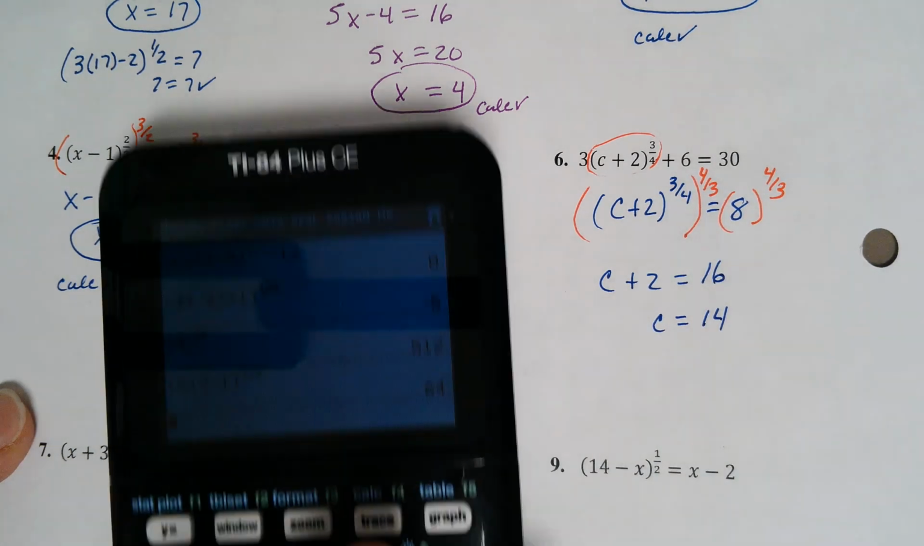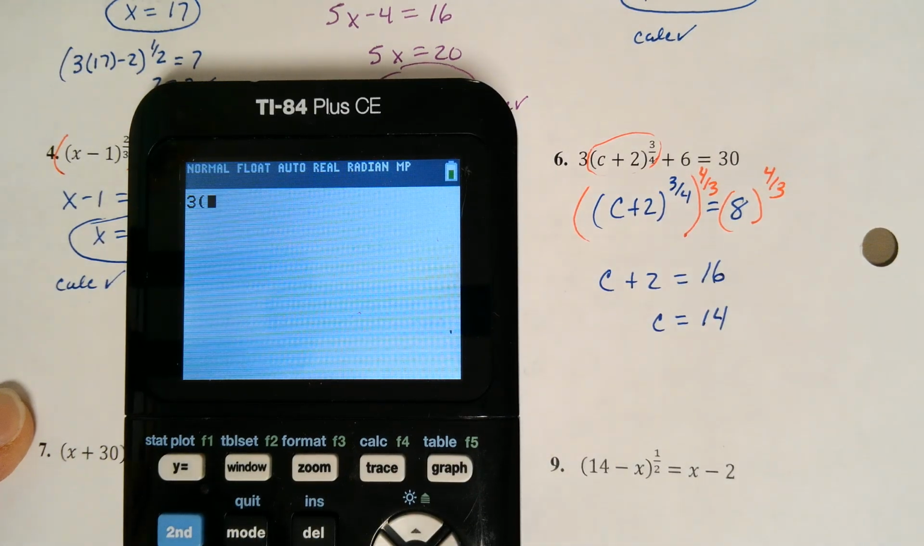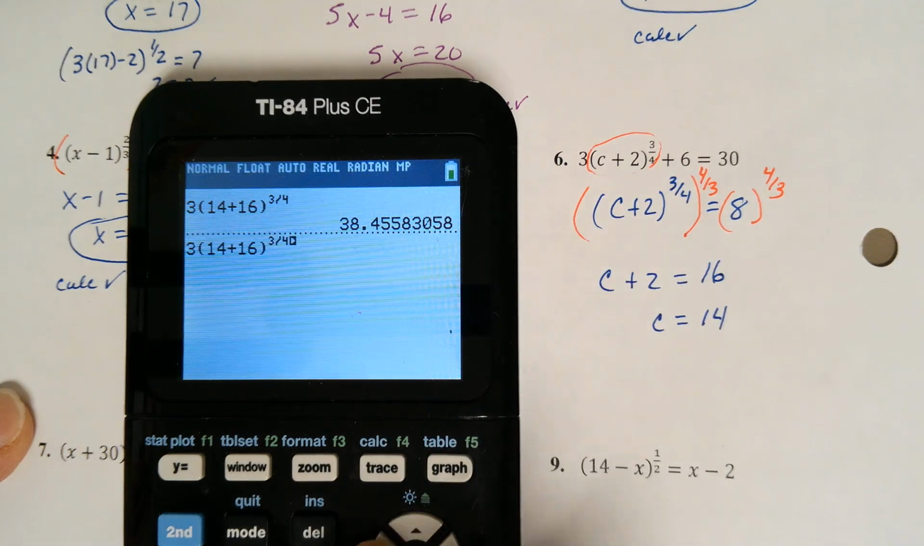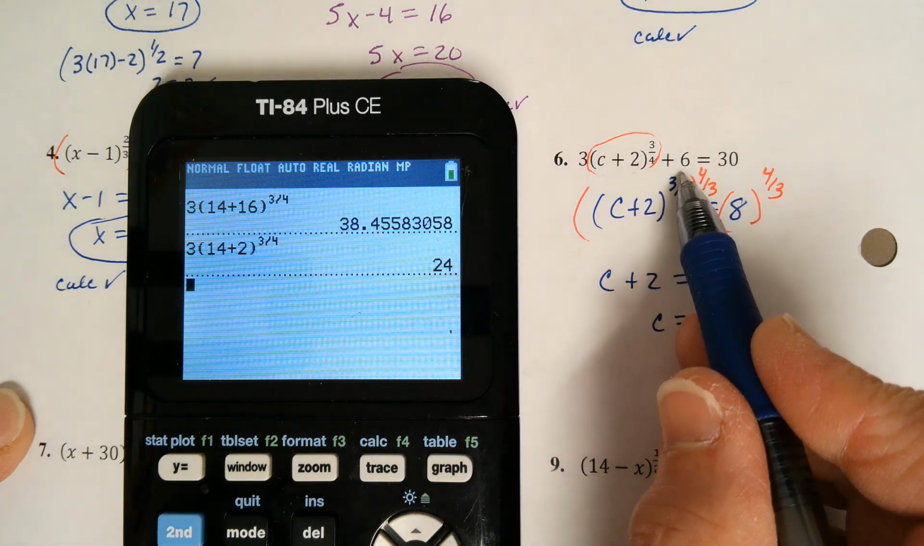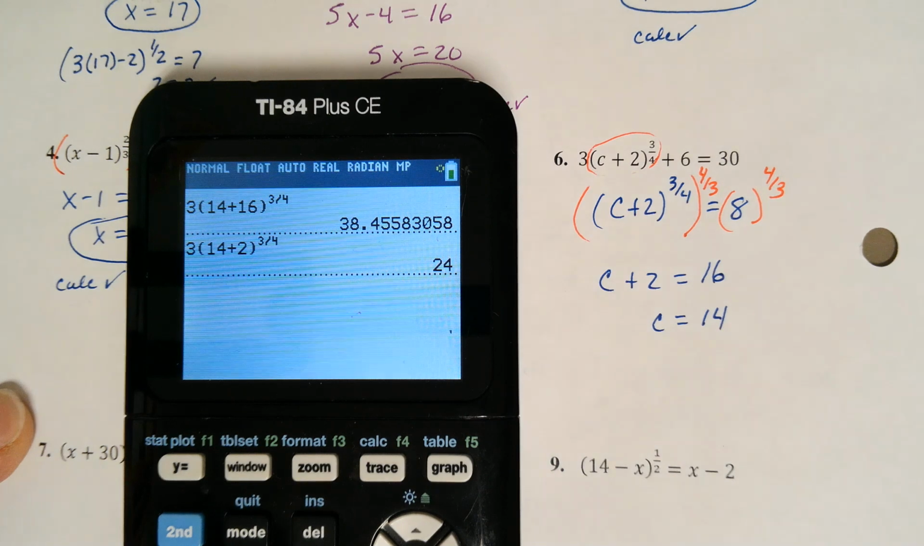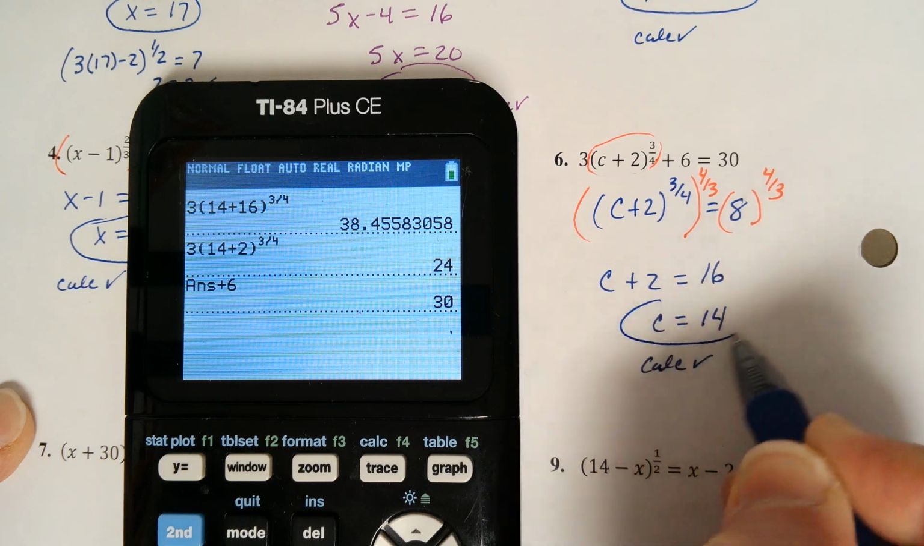I'll check that in the calculator. 3 parentheses, 14 plus 2, I know is 16. Raise that to the 3/4. Oh, yeah, I said 14 plus 2 is 16, and I typed in 16 instead of 2. It is 24 plus the 6 is 30. So we did a calc check. C equals 14.